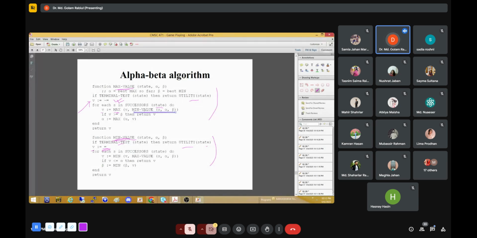Then max of v and the 3, which one is the maximum? The v is the maximum. And then try to apply the cutoff here. If v is greater than beta, the cutoff, then return v. Otherwise, we have to update the value of alpha using this equation: which one is the maximum, alpha and v. The similar equation is here also.